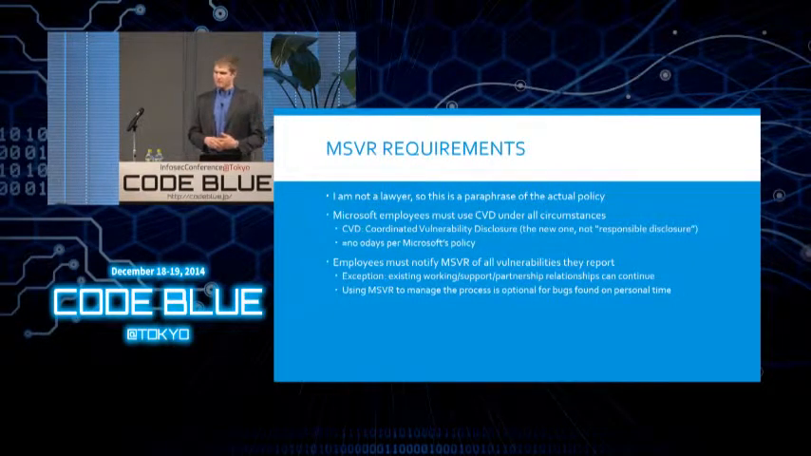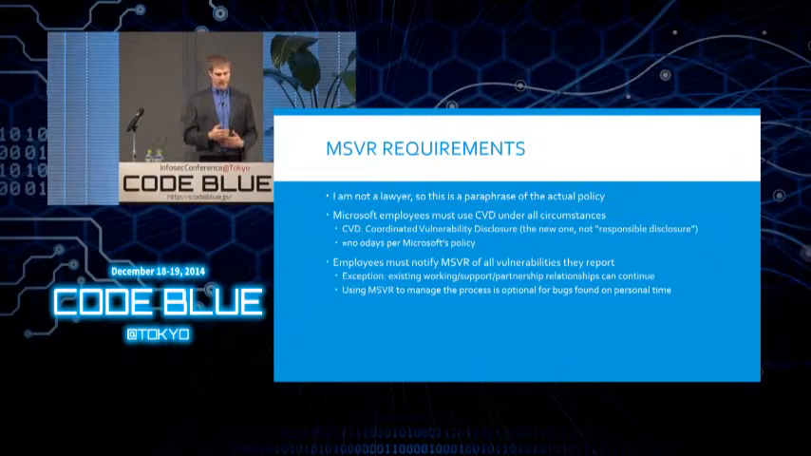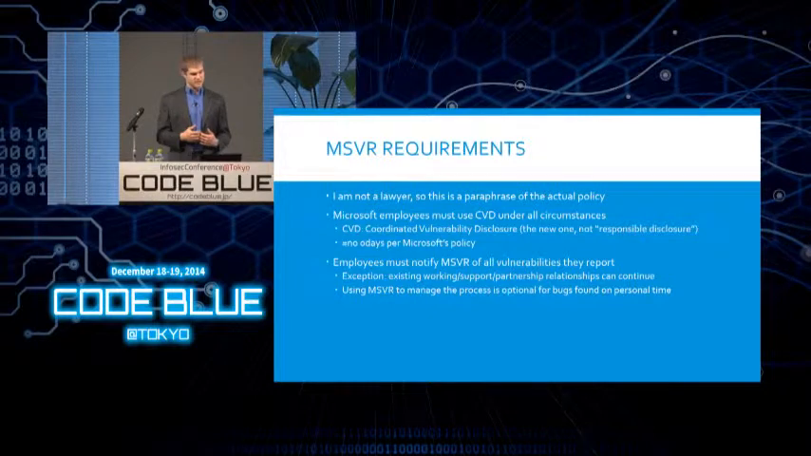We also have a legal aspect to this. Now, I'm not a lawyer. Don't quote me on this, and don't sue me. But we have a policy that states that Microsoft employees must use coordinated vulnerability disclosure. You cannot use full disclosure if you are a Microsoft employee. And employees must notify MSVR of all vulnerabilities that they report. There's no obligation to report a vulnerability, and there's no obligation to use the MSVR program to report that vulnerability if it's found on your own time. But you do have to notify the program so we know what's happening in the security ecosystem.